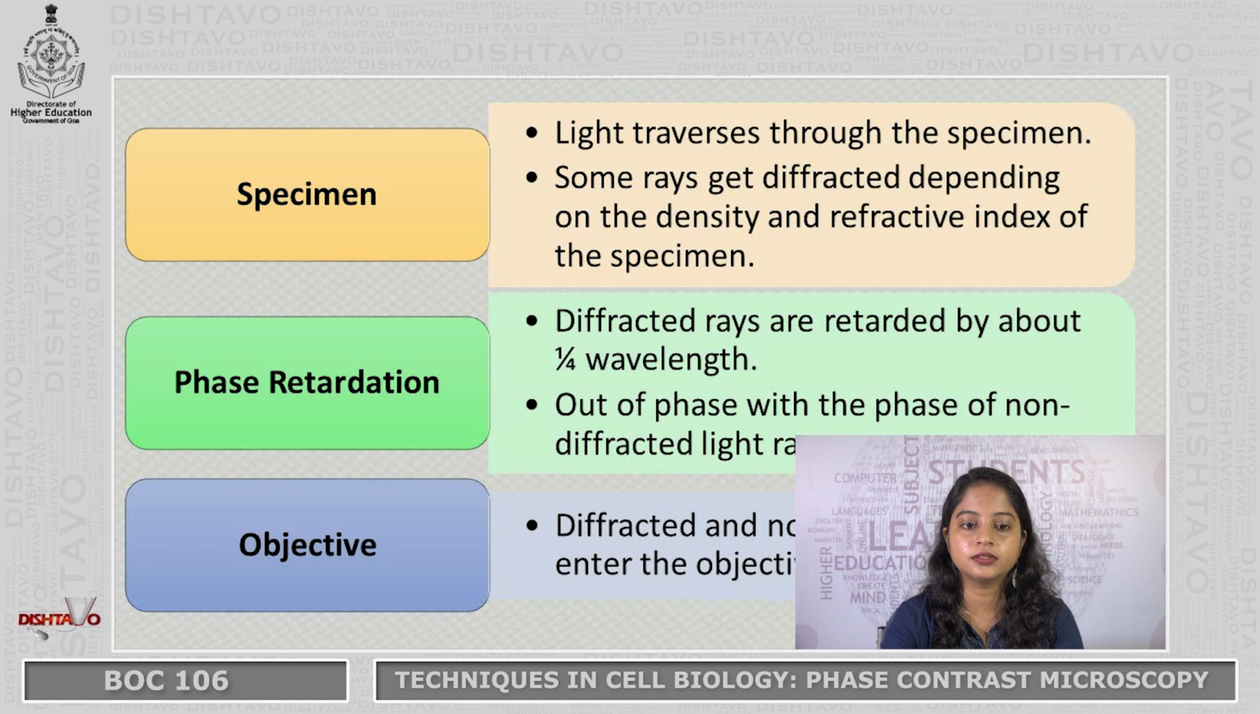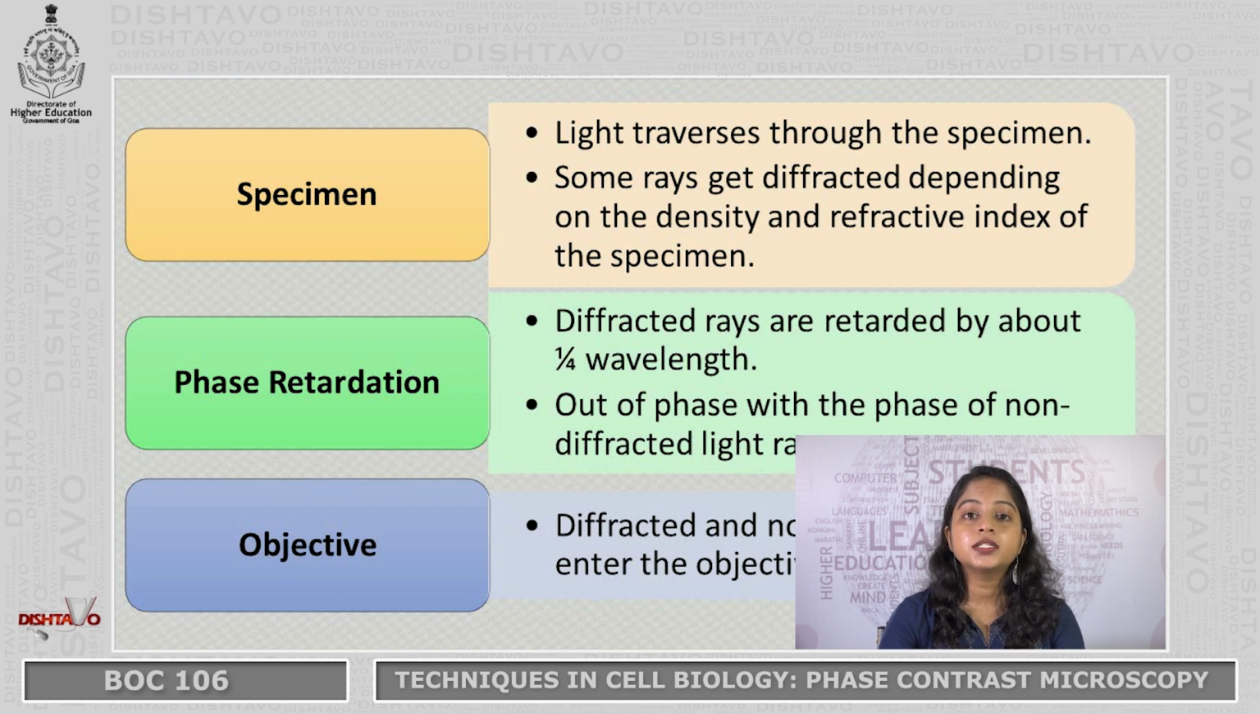Phase retardation. The diffracted rays are retarded by about 1/4 of the wavelength when they interact with the specimen. And now these rays are said to be out of phase with the non-diffracted light rays. The objective collects both the diffracted and the non-diffracted rays.